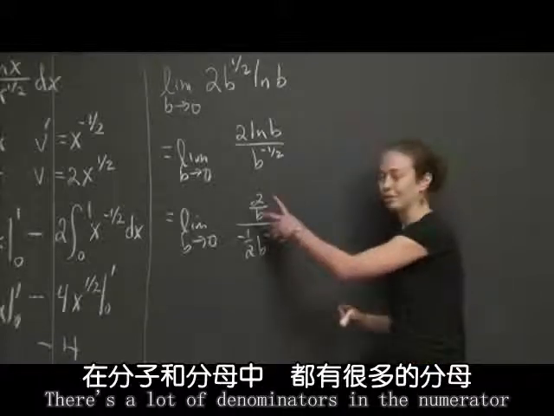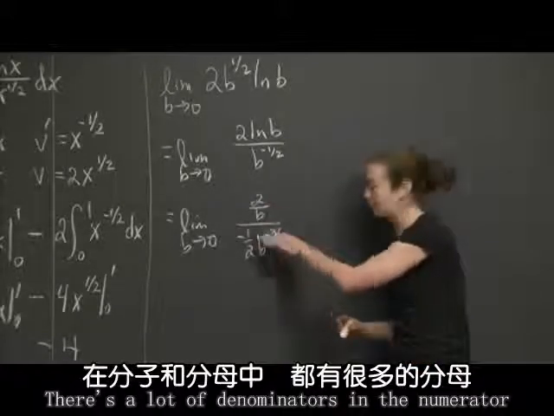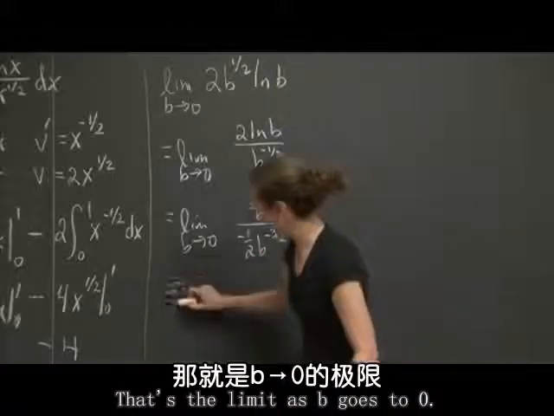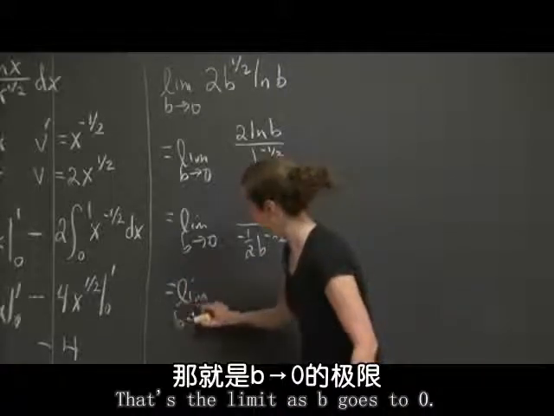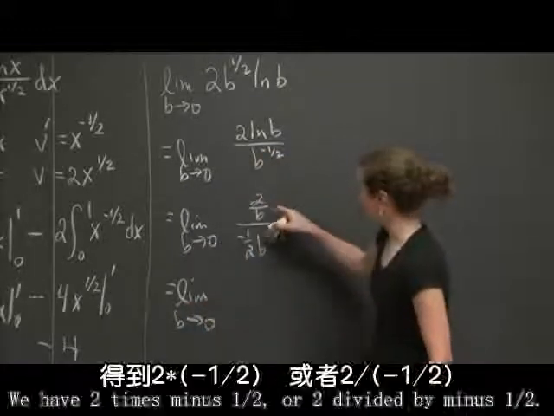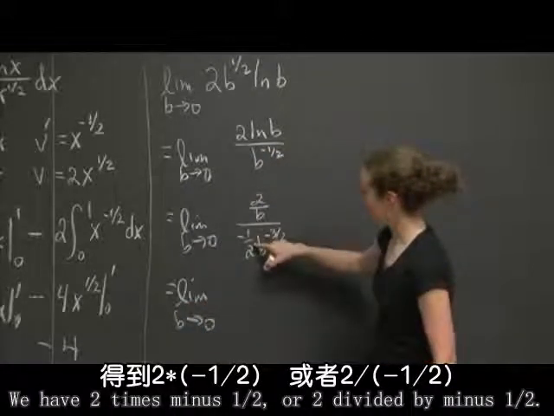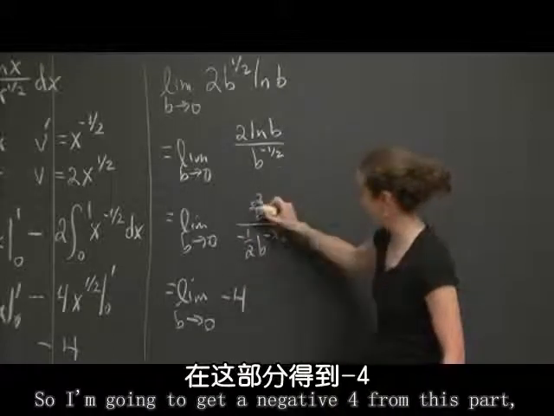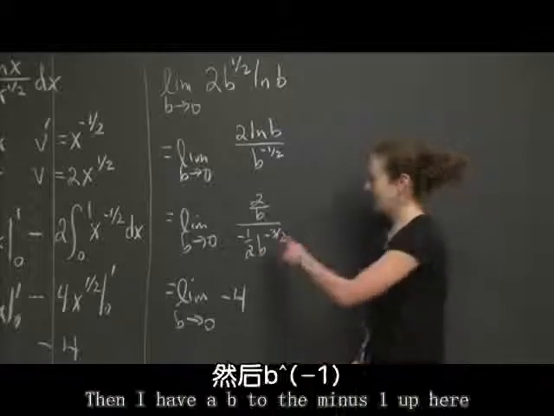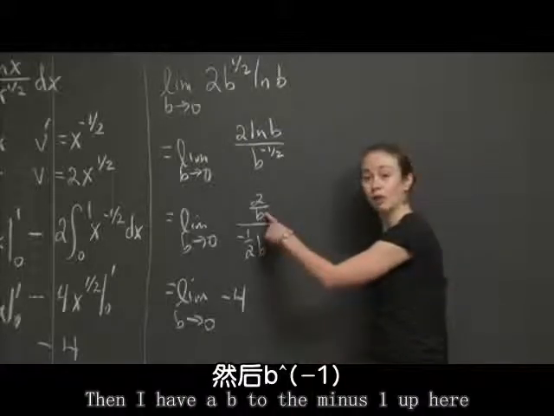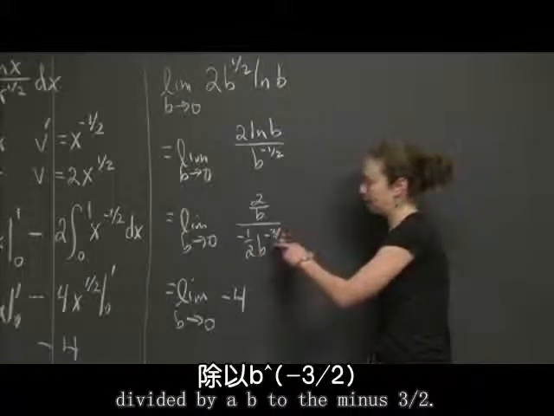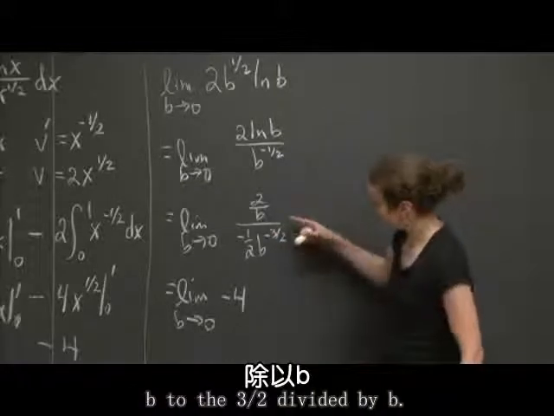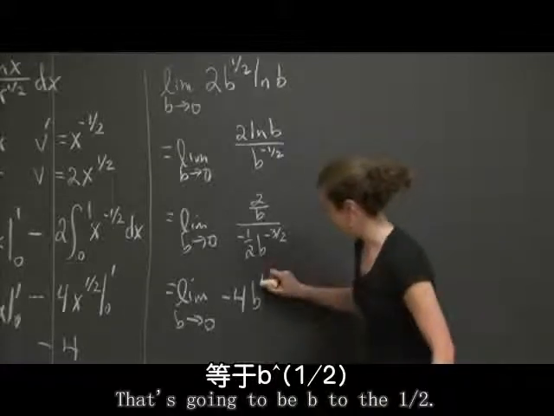There's a lot of denominators in the numerator and denominator, so let's simplify this. That's the limit as b goes to 0. Okay, what do we get here? We have 2 divided by minus 1/2, so I'm going to get a negative 4 from the coefficients. Then I have a b to the minus 1 up here divided by a b to the minus 3/2. That's actually going to be b to the 3/2 divided by b. That's going to be b to the 1/2.